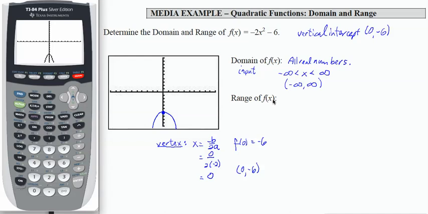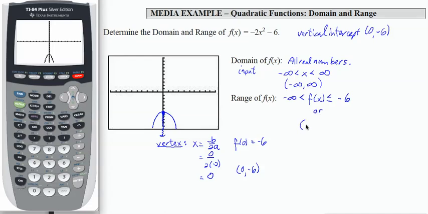Now, to find the range is a little bit trickier. Because my graph opens down, all of my outputs are either going to be negative 6 or below. So anything less than or including negative 6 is going to be part of my range. I could write it this way: negative infinity is less than f of x is less than or equal to negative 6, because I can actually use negative 6. Notice no output value will be obtained that is bigger than negative 6. So here would be inequality notation.